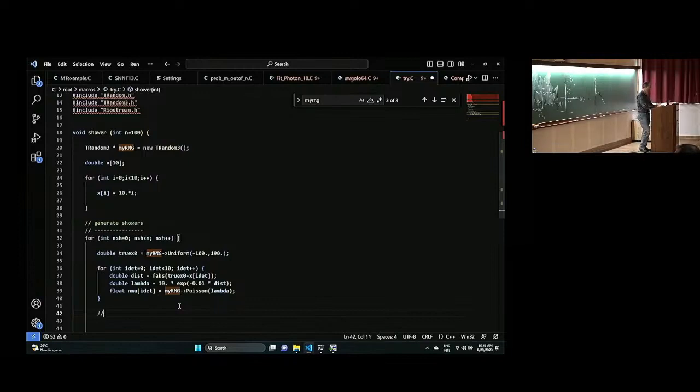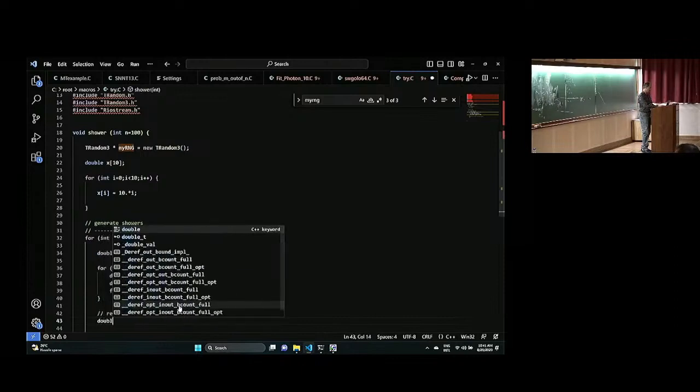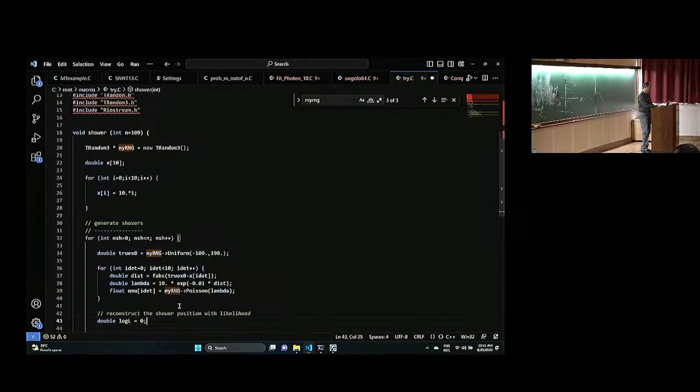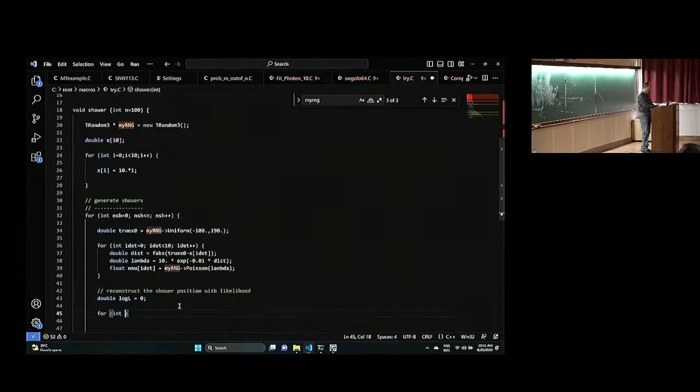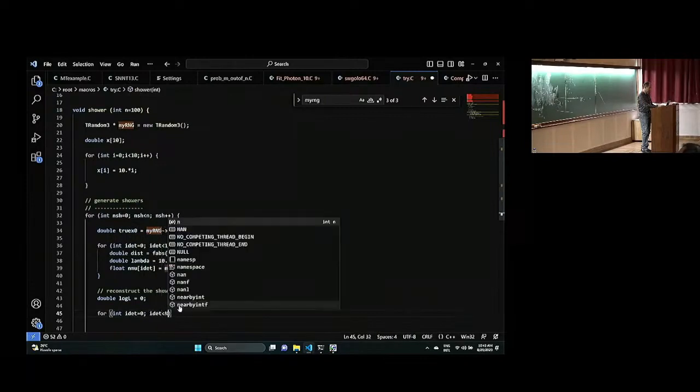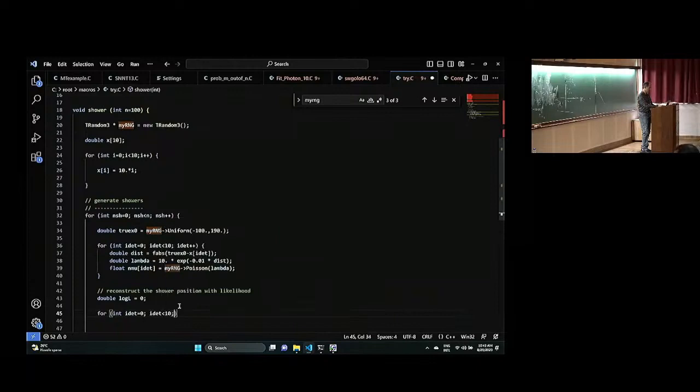So how do we reconstruct the shower position? What we need to do is to compute this log likelihood, first of all. So to compute the log likelihood, you will again have to loop over all the detectors, summing up this sum of logarithms, right? So I do double log L equals 0, first of all. Then I do for int idet again. Well, we said 10, so let's do 10.